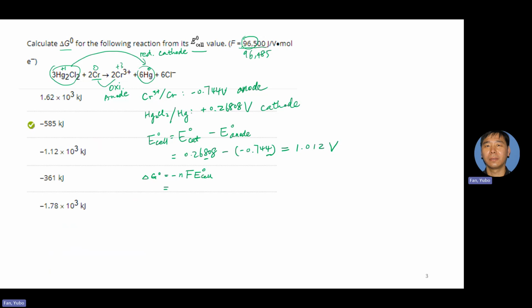Mercury is reduced from +1 to 0, 1 electron received, and 6 of them, so that also makes 6. So 6 absorbed, 6 released. That's why we have 6. And the Faraday constant is 96500. And E, we use volts, so we don't need to write the unit as long as we use standard units. Then we got the result, which is minus 586,000. We keep 3 significant figures. Joules, so if we convert to kilojoules, it's minus 586 kilojoules. So the closest one is shown here.